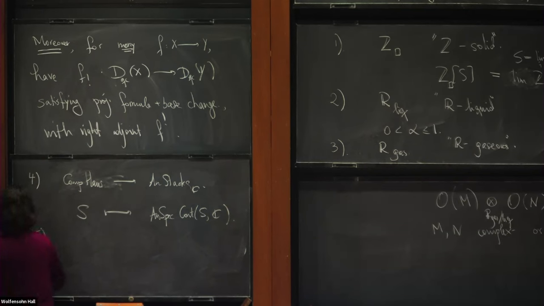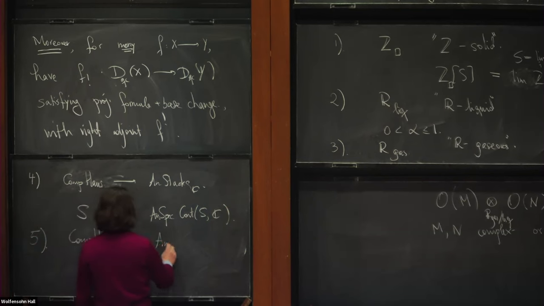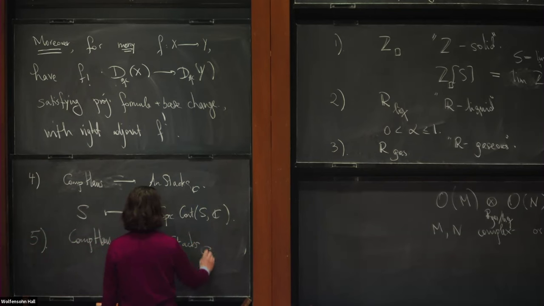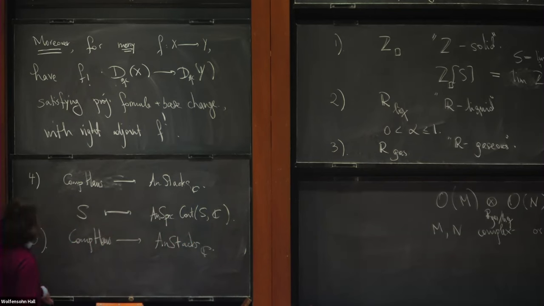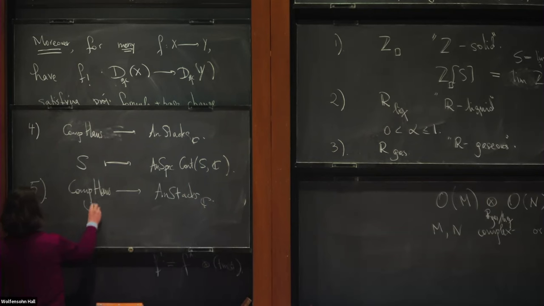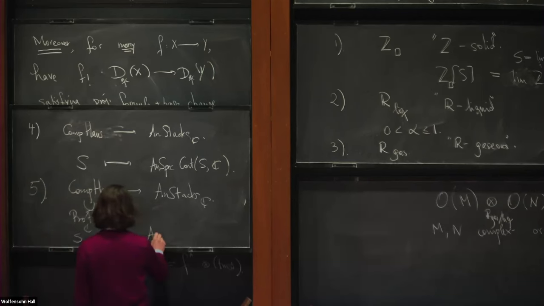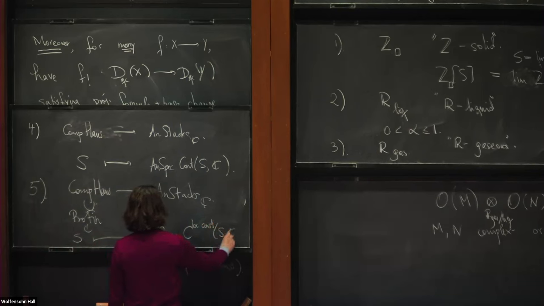But there's also yet another functor from compact Hausdorff spaces to analytic stacks, which is kind of using the condensed perspective. Any compact Hausdorff space admits a surjection from a profinite set. And so somehow, as a stack, it's a quotient of a profinite set by a profinite equivalence relation. So to define this functor, it's enough to say what a profinite set goes to. And the profinite set goes to just locally constant functions.